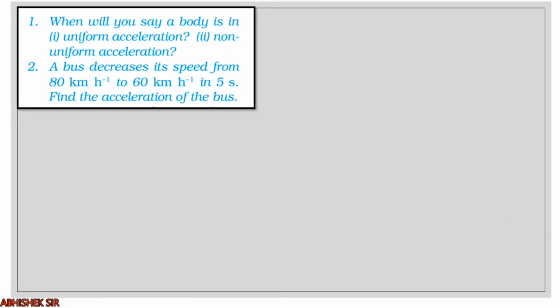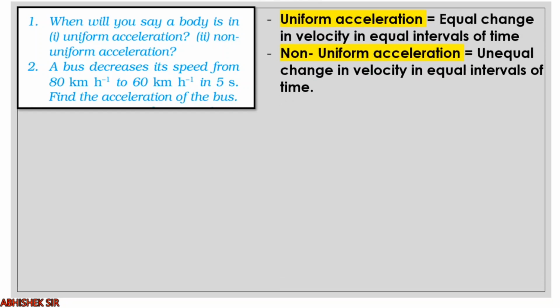Next question is, when will you say a body is in uniform acceleration and when will you say that the body is in non-uniform acceleration? Here you see equal change in velocity in equal interval of time. If an object is moving and its velocity is changing equally in equal intervals of time, that means it is performing uniform acceleration. The same way vice versa, non-uniform acceleration: unequal change in velocity in equal intervals of time, then it is said to be in non-uniform acceleration.